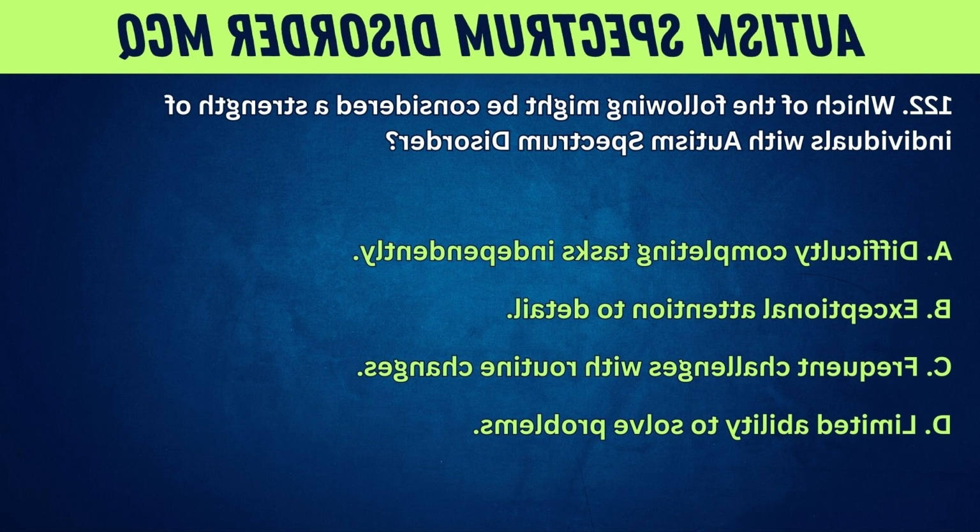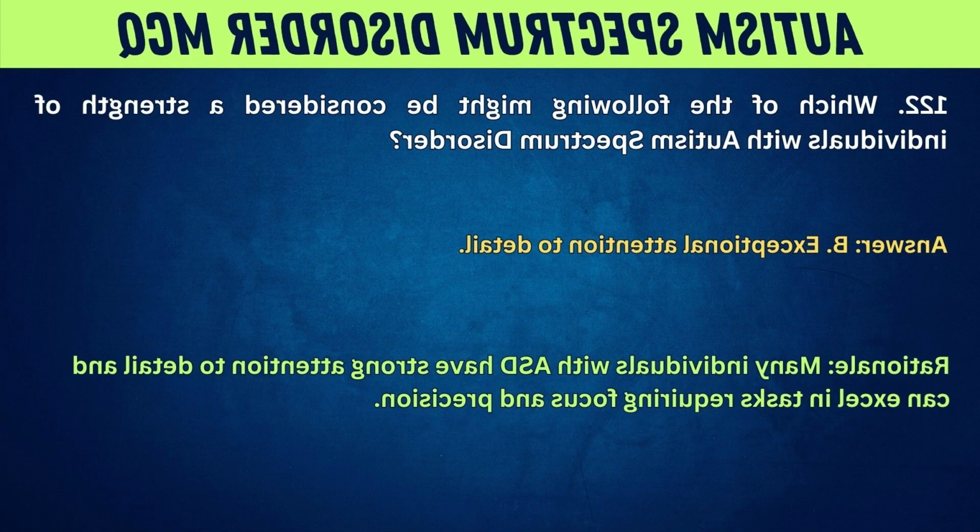122. Which of the following might be considered a strength of individuals with autism spectrum disorder? A. Difficulty completing tasks independently. B. Exceptional attention to detail. C. Frequent challenges with routine changes. D. Limited ability to solve problems. Answer: B. Exceptional attention to detail. Rationale: many individuals with ASD have strong attention to detail and can excel in tasks requiring focus and precision.